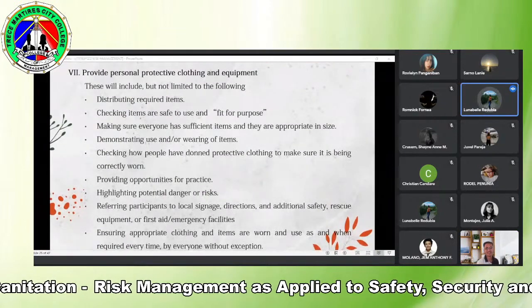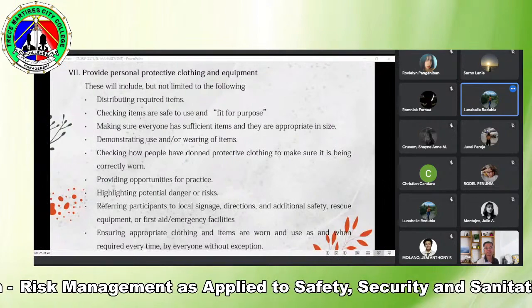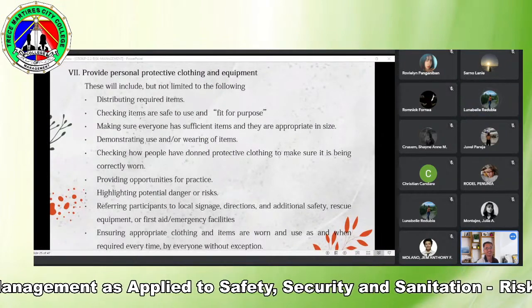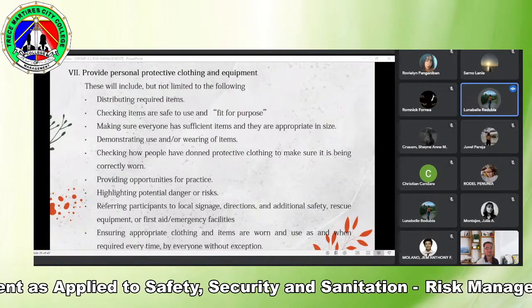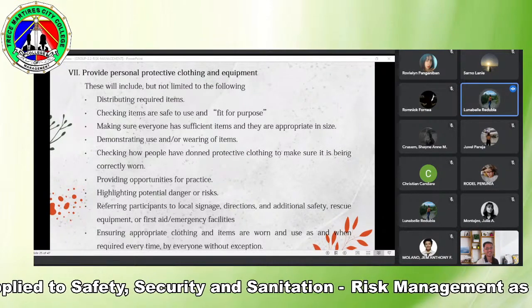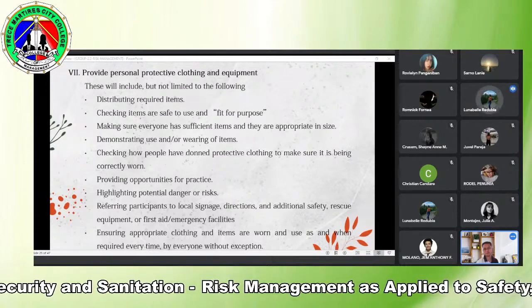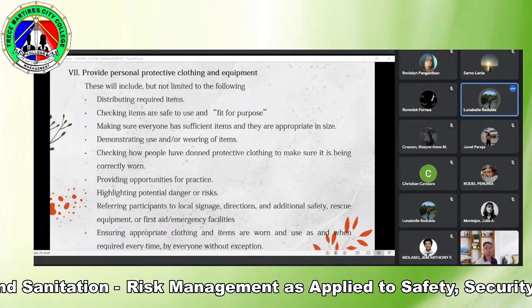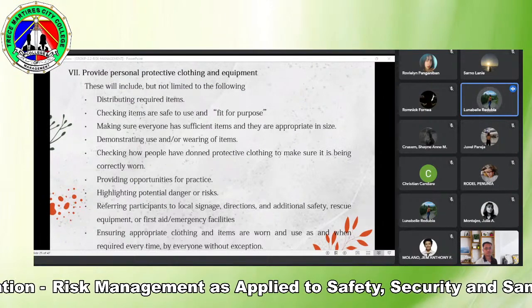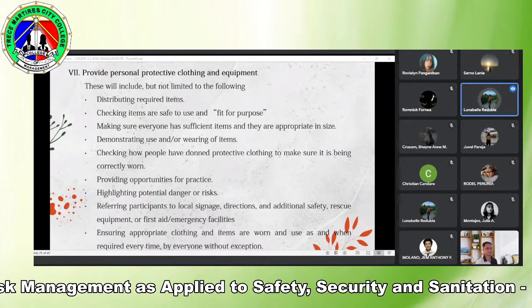Fit for purpose. Okay. And kung ano lang po yung nakakatulong, yun lang po, tulad ng sinabi ko kanina, yun lang yung binibigay para sa kanila.